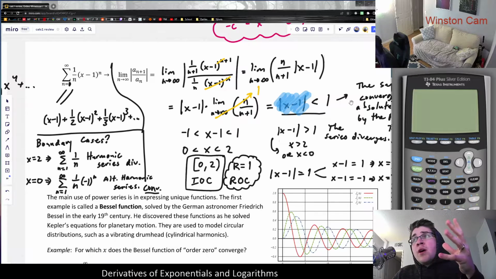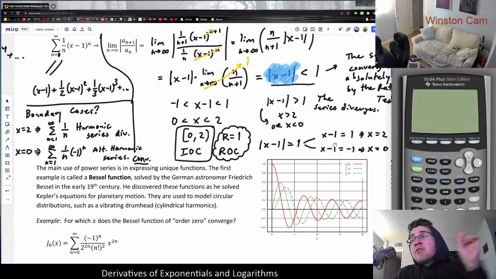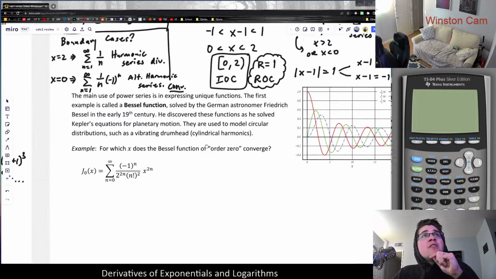And also, once we know the interval of convergence, we also need to check the boundary points, because the ratio test is inconclusive, specifically in those cases. But let's look at a fresh example.